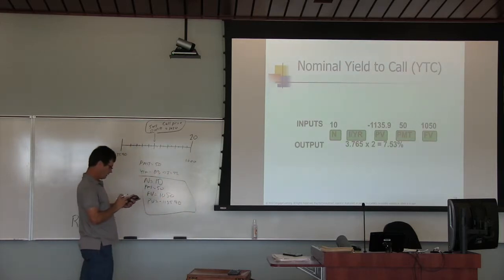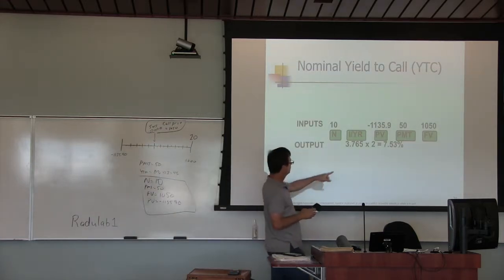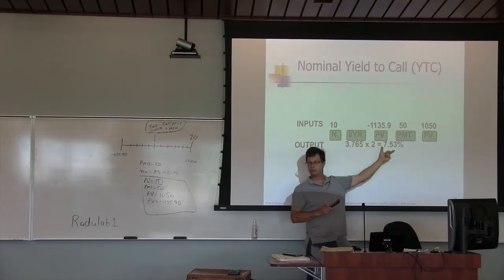$1135.90, PV. 50 payment, 1,050 future, 10 for the number of periods, 50 for the payment, compute out I, right? That's the I that you get back, that's your semi-annual yield to call. Double it up, and that gives you your stated yield to call on that then.